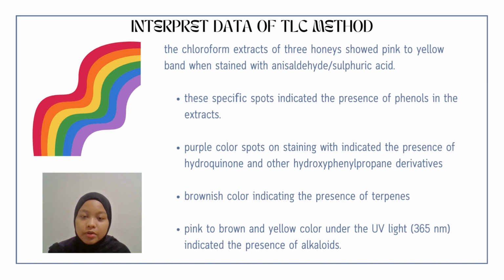So the purple color spot on staining will indicate the presence of hydroquinone and other hydroxyphenylpropane derivatives. This compound contributes to the antioxidant properties and potential health benefits. Next, a brownish color indicates the presence of terpenes. Terpenes are known for their aromatic qualities and can have potential health benefits too. So pink to brown and yellow color under the UV light indicates the presence of alkaloids.